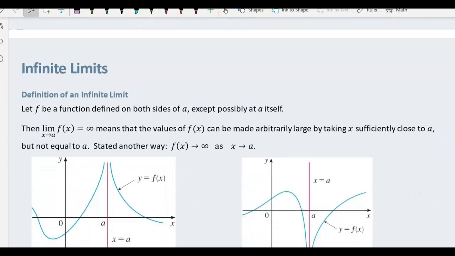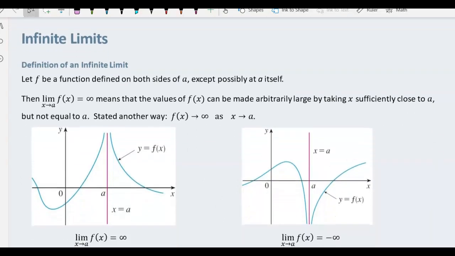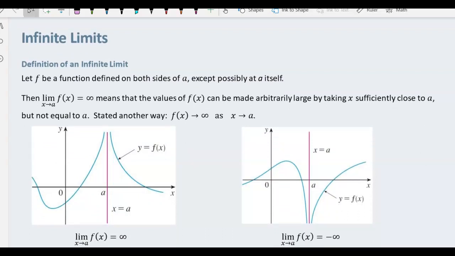We can also have limits that are infinite, that they're not closing in on a particular value, but they're going up to positive and negative infinity. In pre-calculus, you probably looked at some rational functions where you had these asymptotes all over the place, and we had functions shooting up to positive infinity or coming down to negative infinity. So these would be two examples.